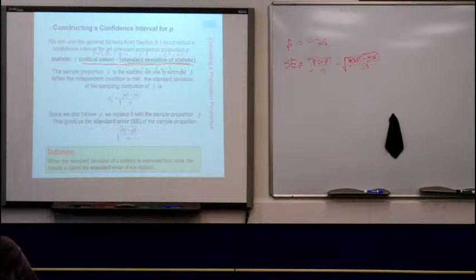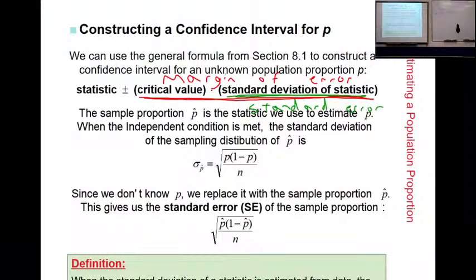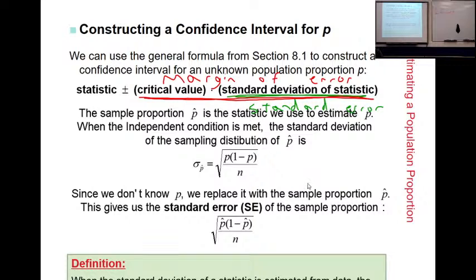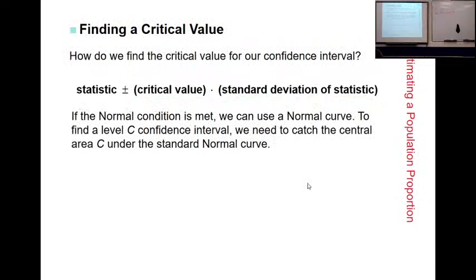So we already know how to get standard error because we've been doing standard deviation formulas like this for a while. We did a whole bunch of them in the last chapter. But the next question then is, what is this critical value and how are we going to get it? So that's what we're going to talk about next. We're going to use a normal curve.